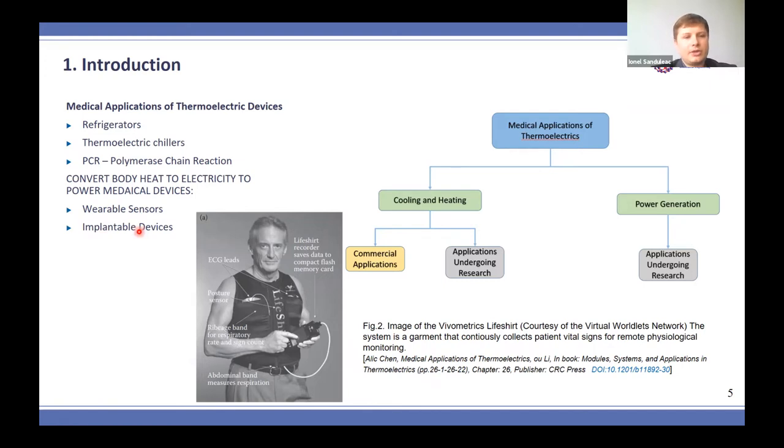Also, I have not mentioned here in the slide, but such modules can be used as infrared sensors for non-contact thermometers, which now during the pandemic are widely used. Well, when they measure the temperature with contactless thermometers, in these devices, they use also thermoelectric generators. So this is the main motivation for our researchers, for our investigations.